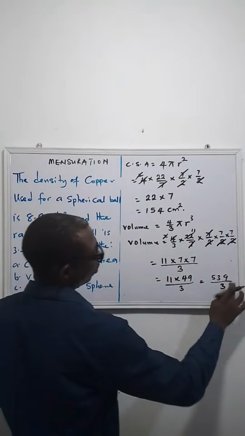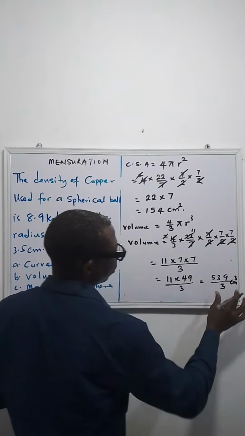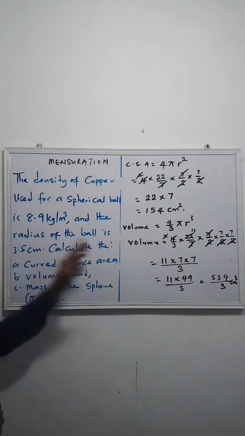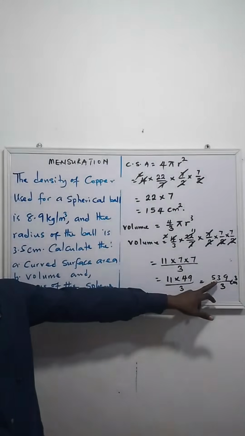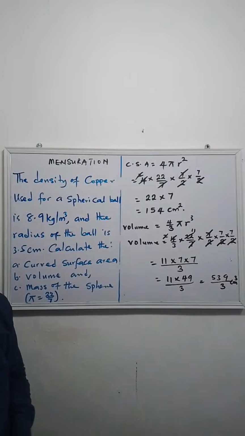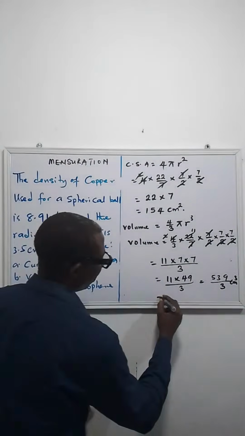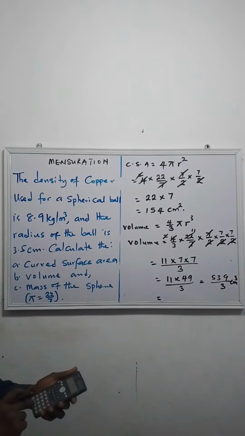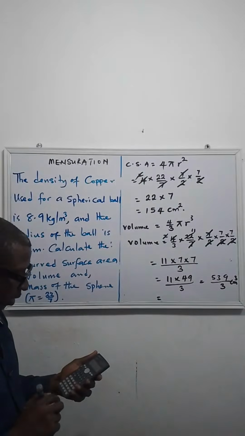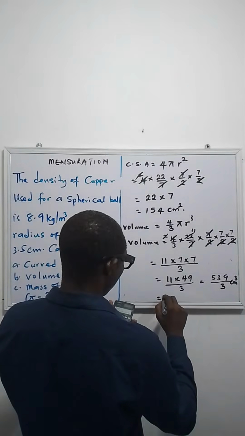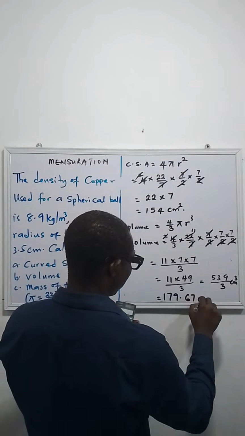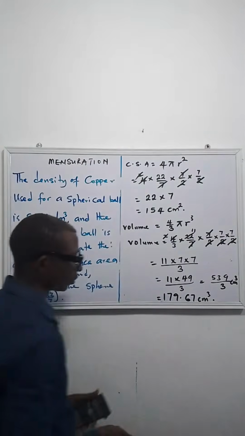All right, so now this is going to be in centimeter cube. So this is the volume of the sphere. That is 539 over 3. So when you simplify that, what do you have? 500 and so divided by 3. So you have a decimal number, so that is 179.67 centimeter cube. So that's what you have for that.